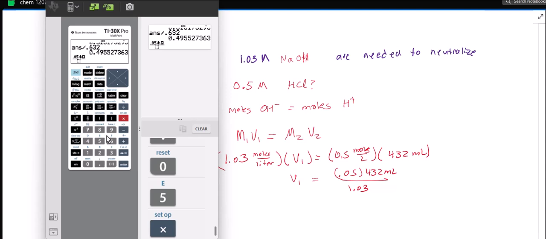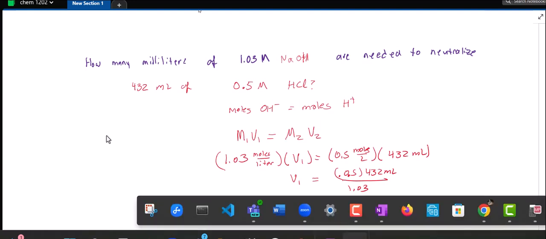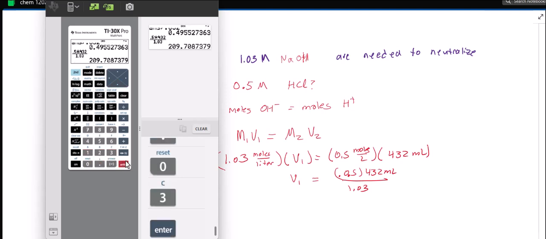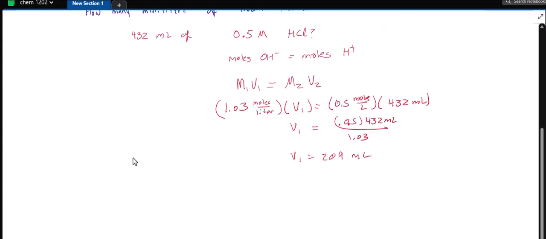Or is that supposed to be 0.05? No, it's supposed to be 0.5. And I get 209 milliliters, and my answer will be in milliliters.